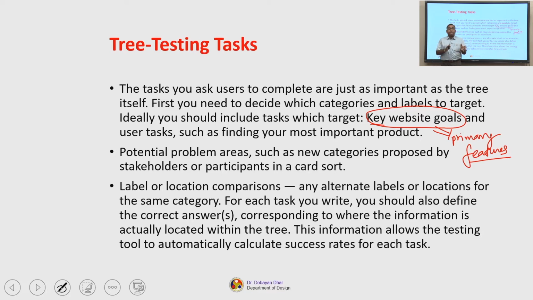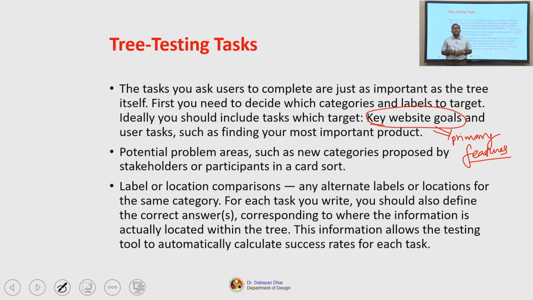Label or location comparisons. So, when you are focusing on how to identify these labels correctly and which kind of category to put under which label, you need to test out the alternate structure of the hierarchy. Any alternate labels or locations for the same category, remember the example of tomatoes, need to be extensively studied and understood from your users from the perspective of how they figure out the task and complete their goal.